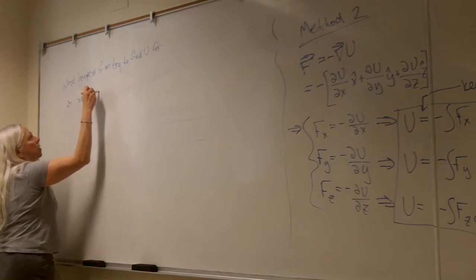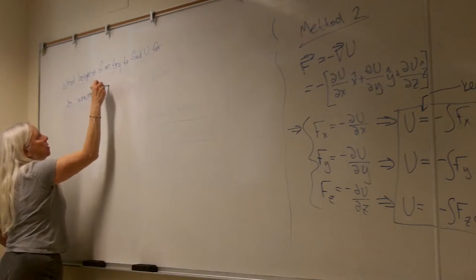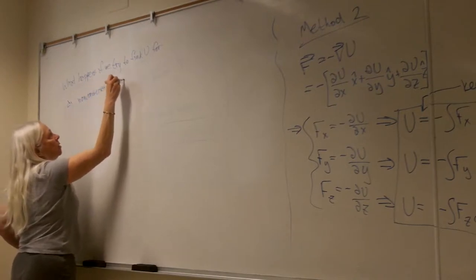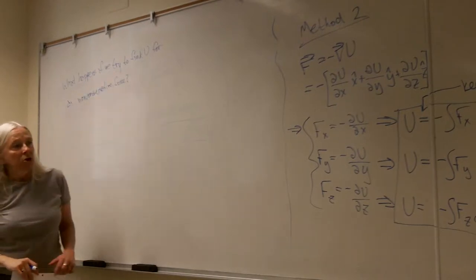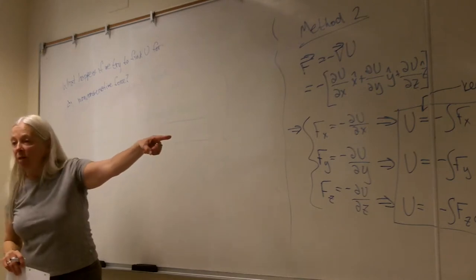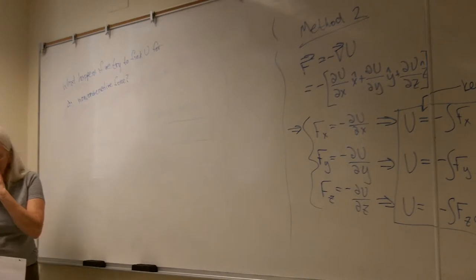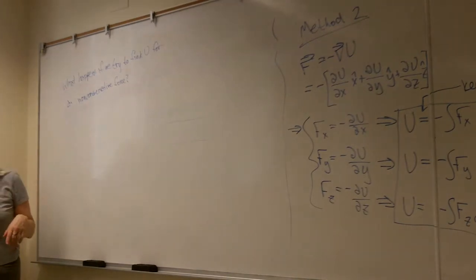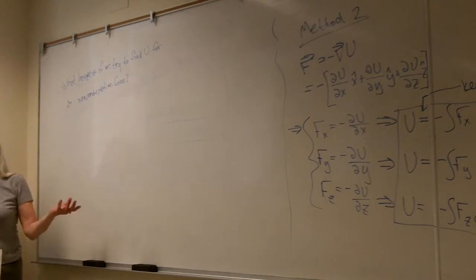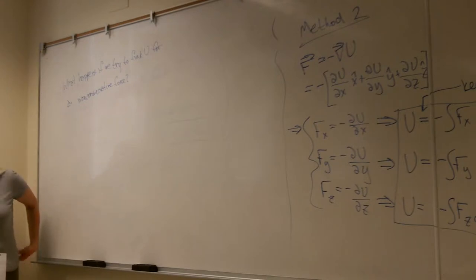Is there a similar check for method 1 that we have for method 2, or can we just take the gradient? Sure. That check, whether you use method 1 or method 2, you could still do that way. So that's not a part of either method. Just take the U that you've got, whether you got it by using method 1 or method 2, take minus the gradient of it and see if you get the original force you started with.